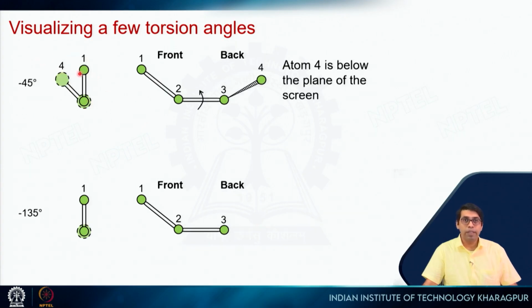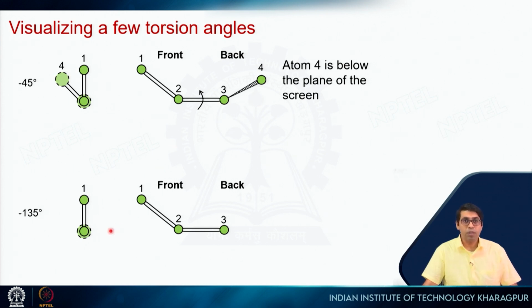Similarly, if I rotate in the opposite direction, then this defines negative angles. So this is 0, this will be minus 90 and this will be minus 180, right. If I rotate it like this, this is minus 45 and in this case it will go towards the back side of the plane of the screen.